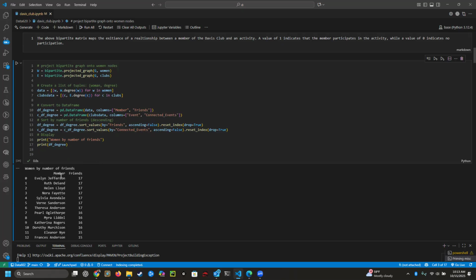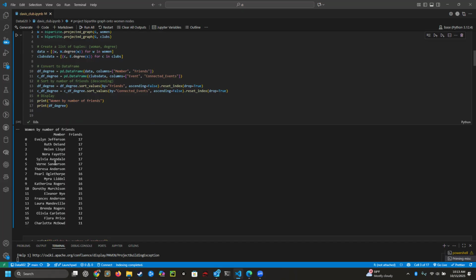There are 18 women in the data set. So Evelyn, Ruth, Helen, Nora, Sylvia, Verne, and Theresa have all interacted with everyone else in the women network. So they would be the most closely connected among all the women here. They've all attended events where every other woman has been.